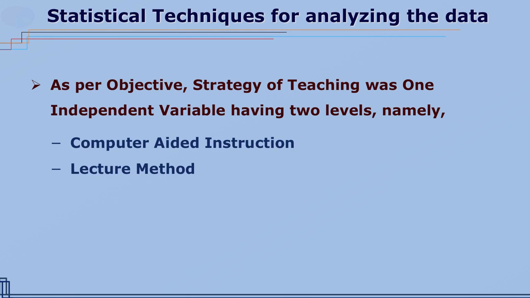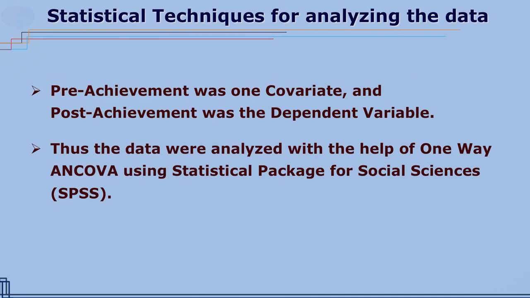Which statistical technique to use to analyze the data? As per the objective, strategy of teaching was one independent variable having two levels, namely computer-aided instruction and lecture method. Pre-achievement was one covariate and achievement was the dependent variable. So, the data can be analyzed using SPSS. The output of SPSS has been given in tables 1, 2 and 3.